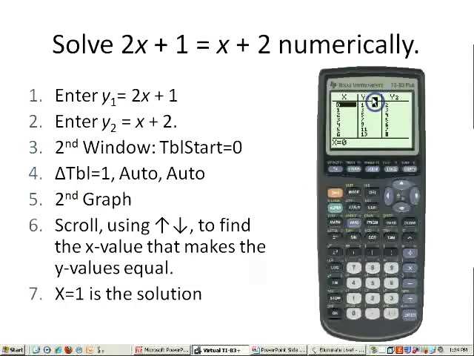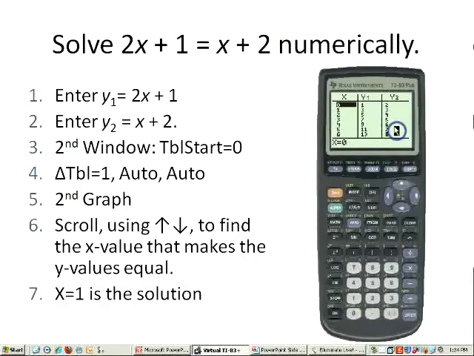You'll see an X column, a Y1 column, and a Y2 column. The X column gives us the X coordinates. We want to know where the Y1 and Y2 columns are equal. Remember, we want to know where our equation is equal. Y1 is the 2x plus 1, and y2 is the x plus 2.